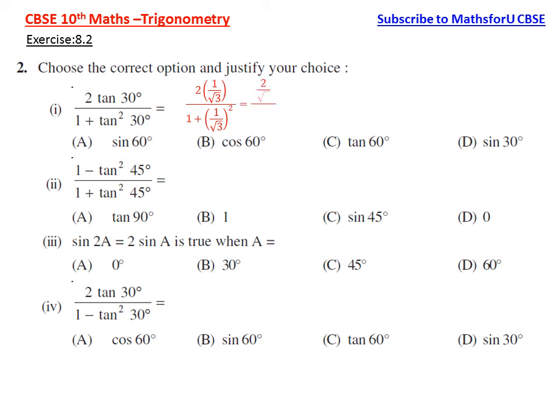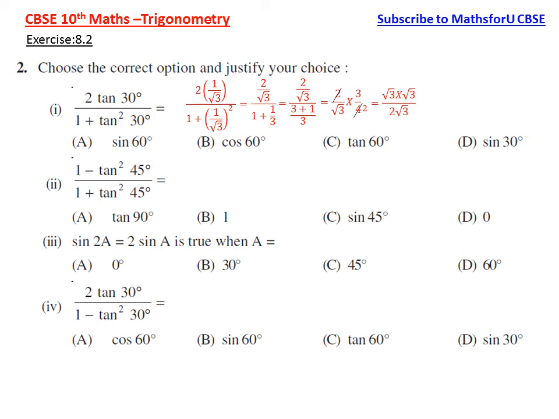Now this will become 2 by root 3 divided by 1 plus 1 by 3, because when you take the square, root 3 square will be 3. Now here take LCM, so 3 plus 1 is 4 by 3. So 2 by root 3 divided by 4 by 3, that is 2 by root 3 into 3 by 4. Here in the denominator fraction, we can reciprocate and multiply with the numerator, so that 4 by 3 becomes 3 by 4. Now 2 gets cancelled, we get 2 here. So 3 by 2 root 3.